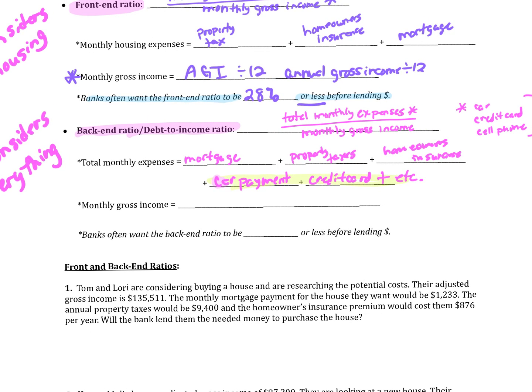For this one, banks often want the back end ratio to be 36% or less.